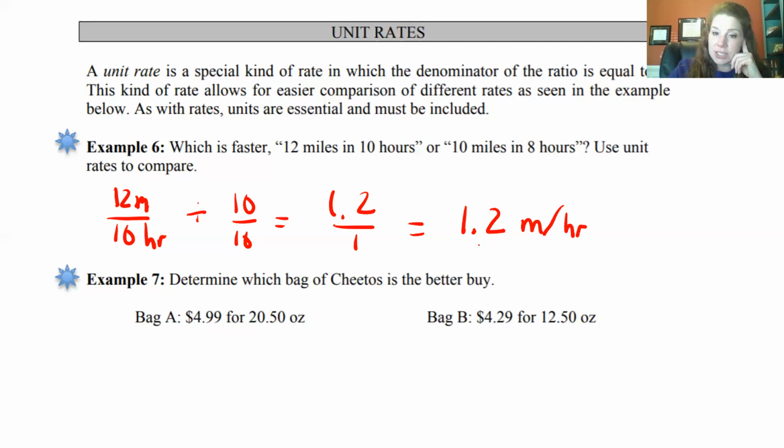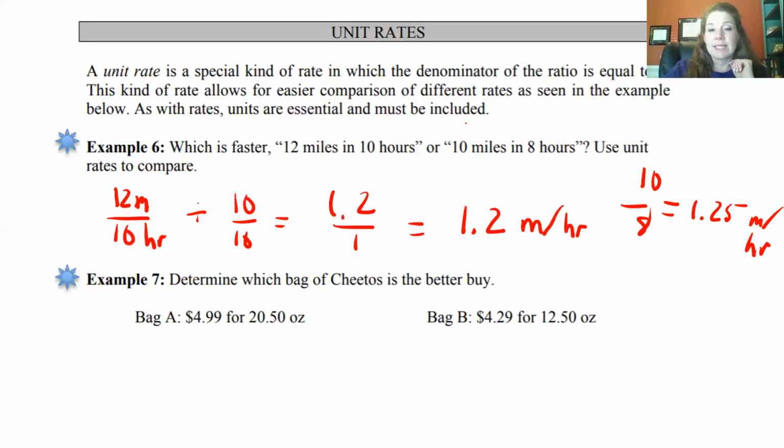So it wants to know which is the fastest. So the first ratio tells us that we can go 1.2 miles per hour. What about 10 to 8? I'm going to divide 10 by 8. 10 divided by 8, and I would get 1.25. So 1.25 what? 1.25 miles per hour. So which rate is faster? 1.2 miles an hour or 1.25 miles an hour?